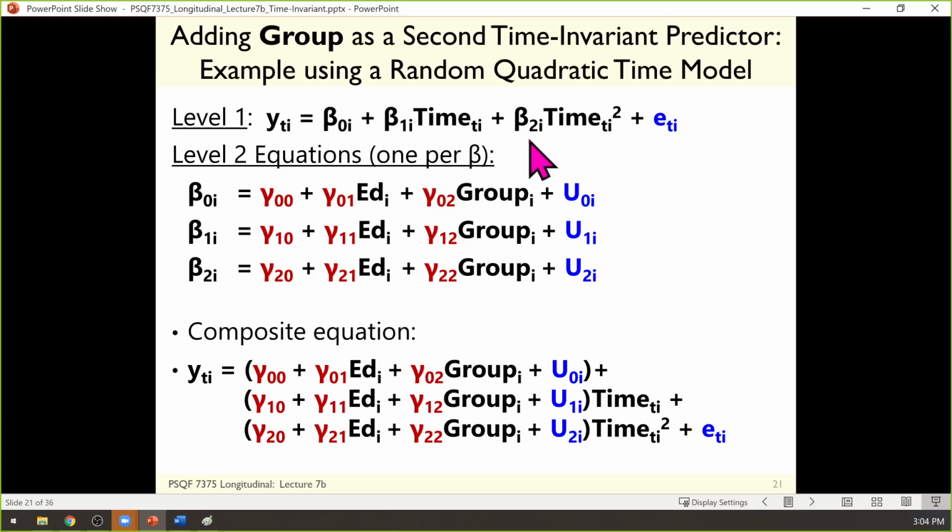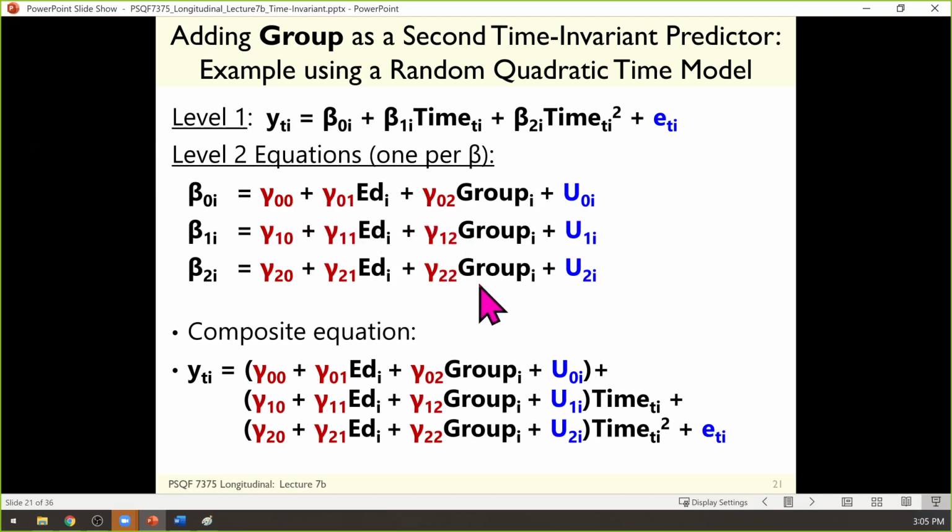But in the meantime, more equations. So what would it look like then if I had a second time invariant predictor added to the same set of models, here on slide 21. So we have education and group as two different level 2 predictors.